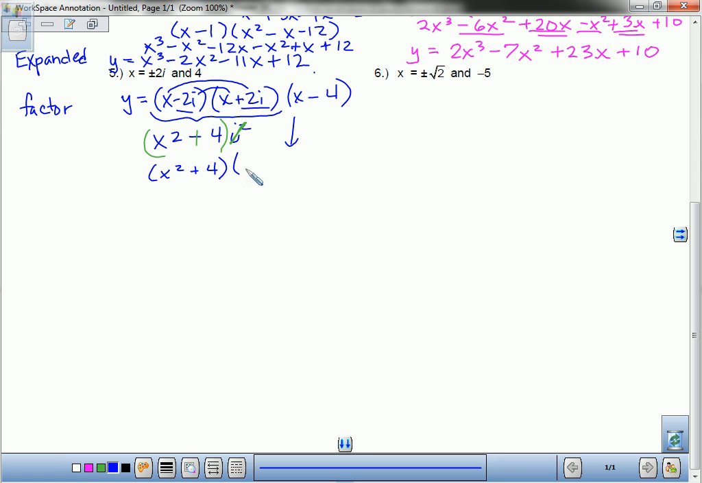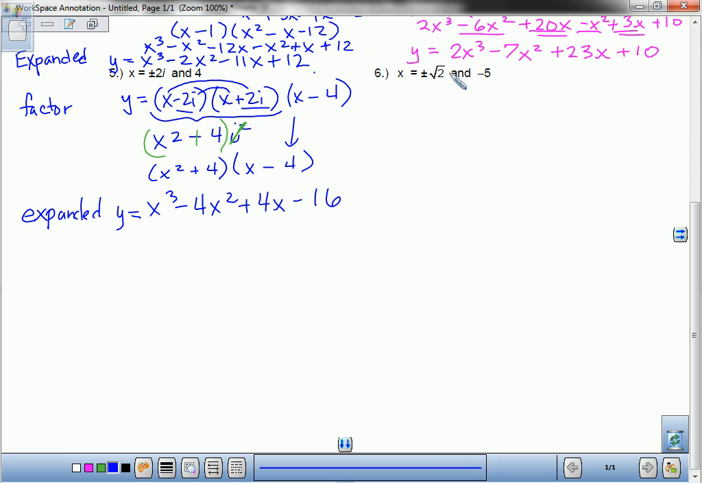And then we multiply it times the other one, x minus 4. So we distribute the x squared, and we get x cubed minus 4x squared. Then we distribute the 4, and we get positive 4x minus 16. And that's my expanded form, or standard form. So even though the i's look uglier, they're actually nicer.